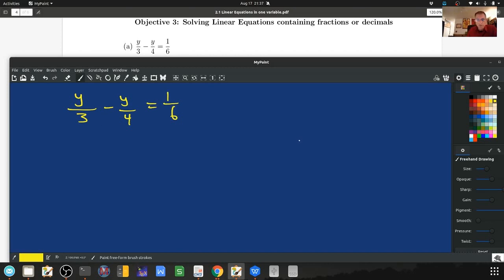So what do we do? Who wants to deal with this? Well, we note our denominators. Our denominators are 3, 4, and 6. So we have to find the least common denominator of 3, 4, and 6. In other words, I'm looking for the smallest possible number that is evenly divisible by 3 and 4 and 6. And that number is 12.